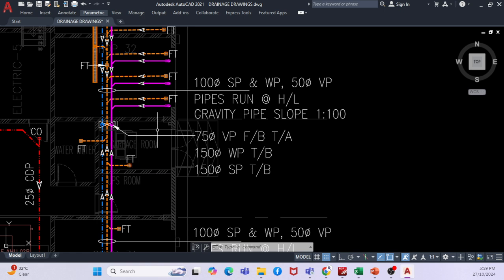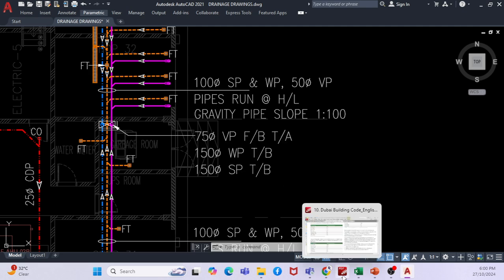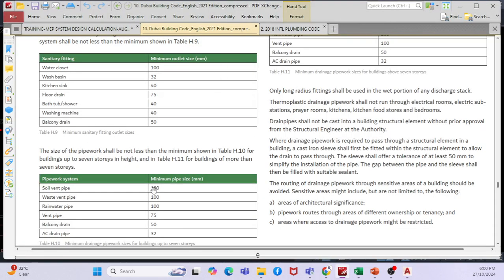Okay, so normally if you go here, you can see the shaft here: 75 wet pipe, vent pipe, then 150 waste pipe, 150 soil pipe, right? So if I go to my code, what they are saying is that for up to 7 stories, you can go with a 100 soil pipe only, right?